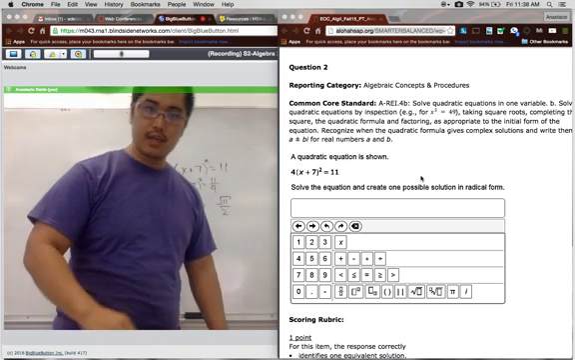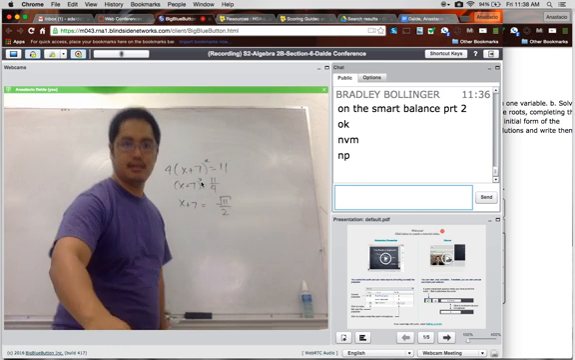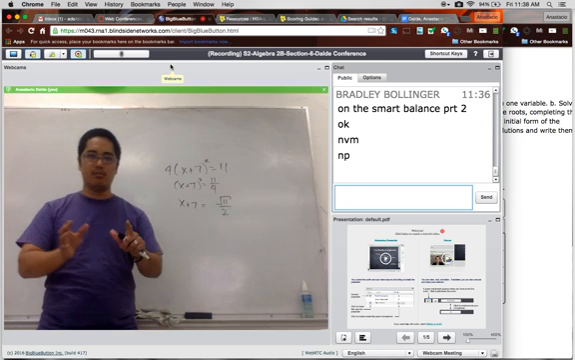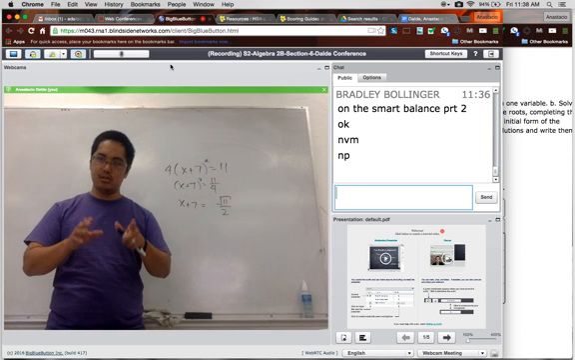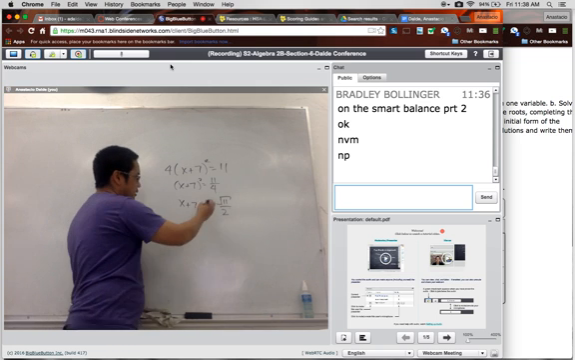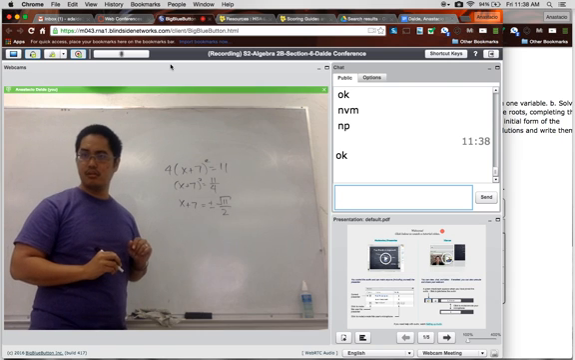Technically, I am missing one step at this point. Do you know what that step is? When you take the square root of both sides, you should always throw in a plus or minus. Do you remember that?